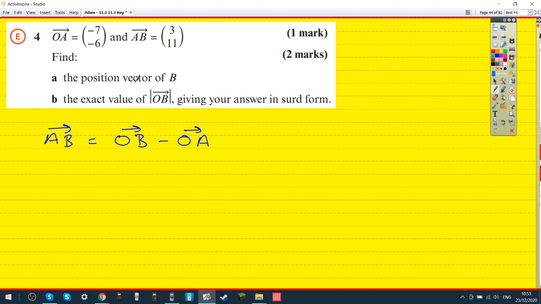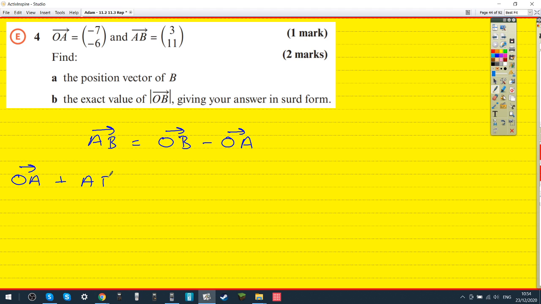And actually we want the position vector of B, so rearrange the formula. Would you add OA on both sides? Yeah, which gives you OA plus AB equals OB. Okay, that gets the position vector of B.